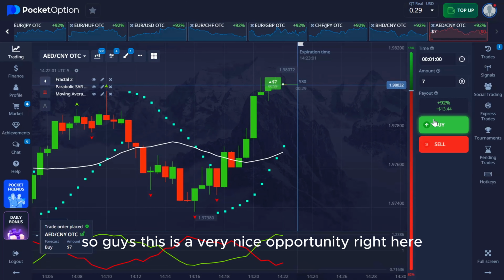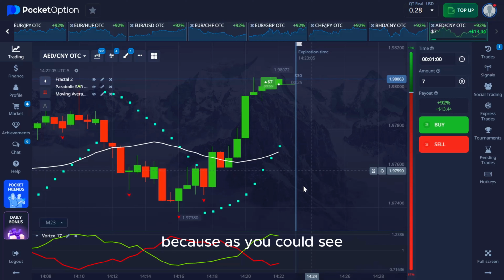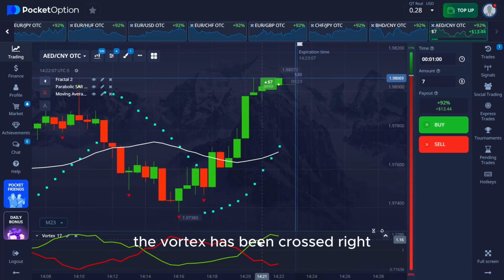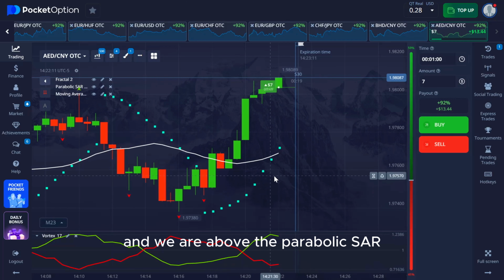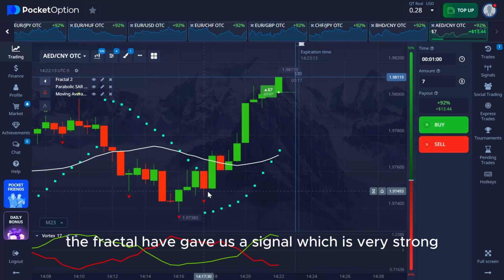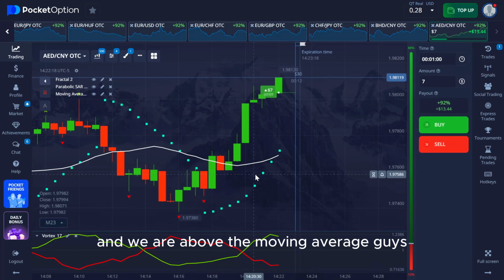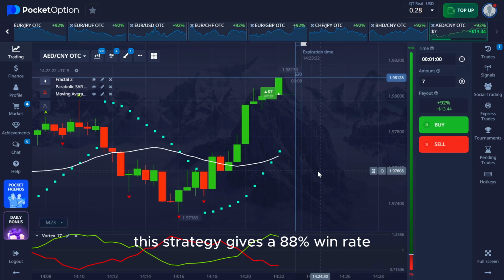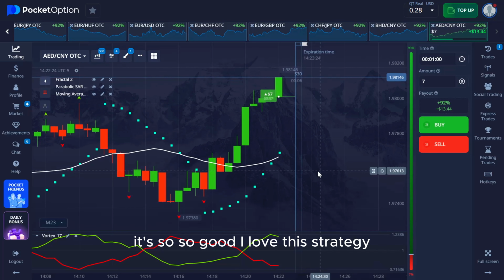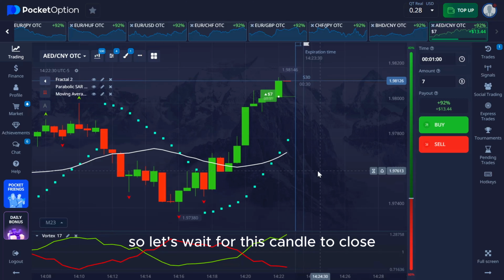So guys, this is a very nice opportunity right here, because as you could see the vortex has been crossed, right, and we are above the parabolic SAR. The fractal have gave us a signal which is very strong, and we are above the moving average. Guys, this strategy gives a 88% win rate. It's so good. I love this strategy. It's very reliable. So let's wait for this candle to close.